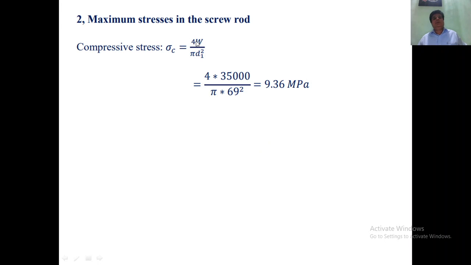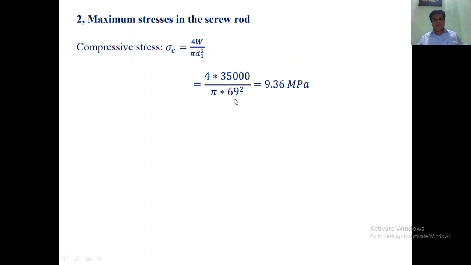So once the torque is calculated and the load applied on the screw rod is known, we can easily calculate the stresses in the screw rod. Since it is a compressive stress, stress is nothing but force by area. The force is the load applied on the screw rod, which is given as 35 kilonewton, and d1 is the cross-sectional diameter of the screw thread. So we are taking d1 here.